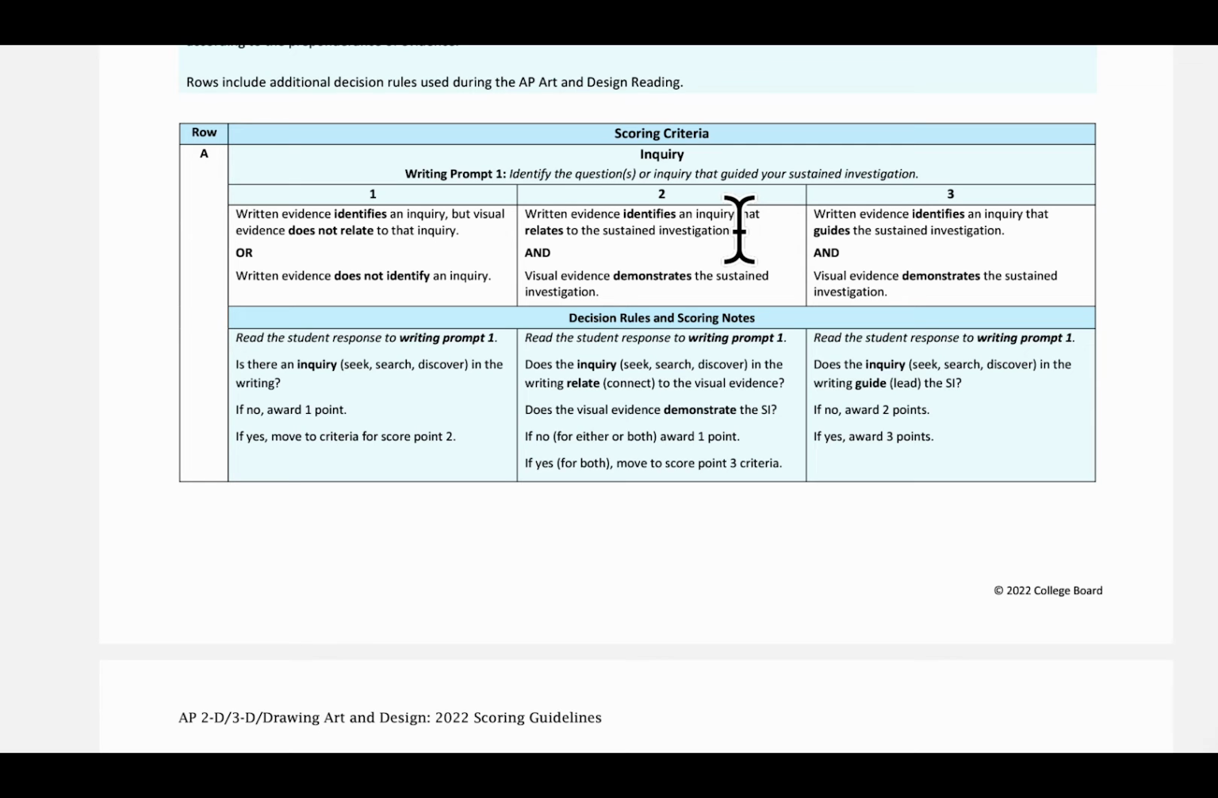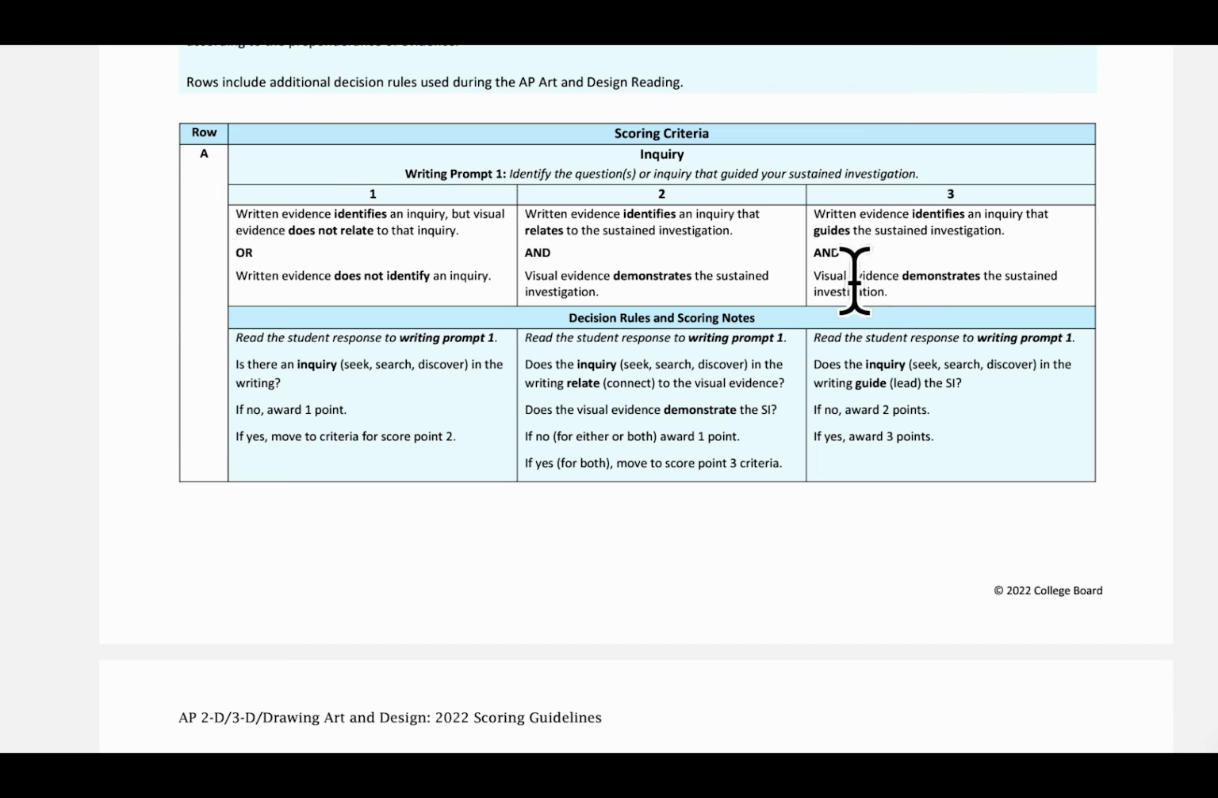They could look at your work and say, yeah, I think it relates. But if your written evidence isn't totally adding up to the sustained investigation, maybe for that individual piece you're describing something, but it still doesn't really tell us how that sustained investigation is guiding your work, we're not really going to get it. It's not going to come across.